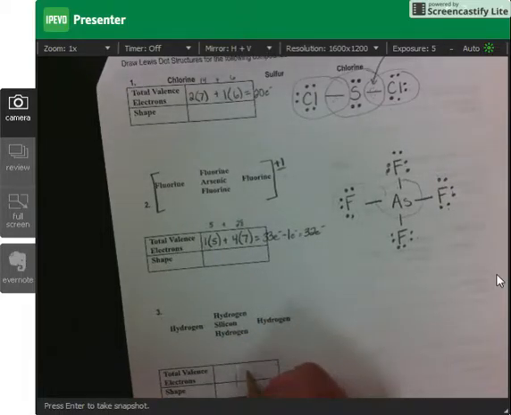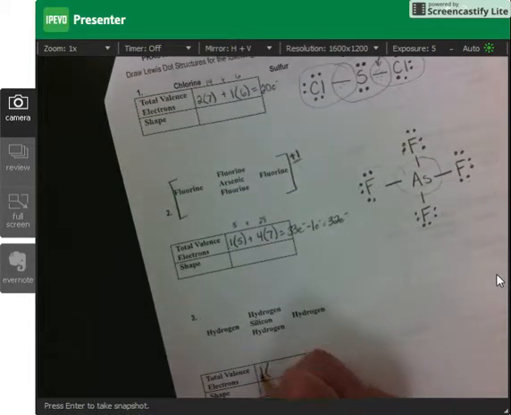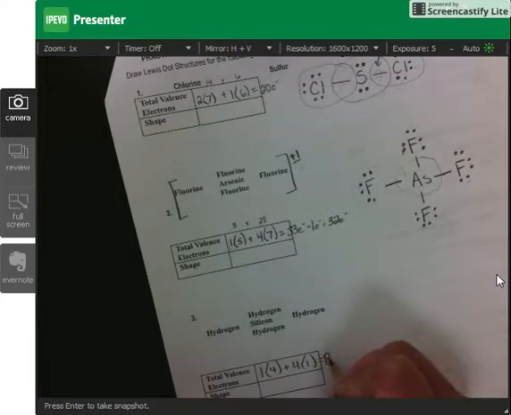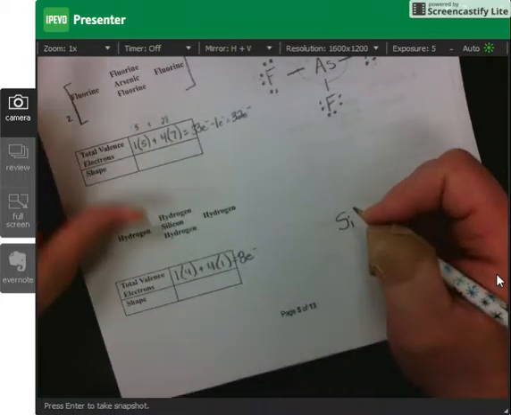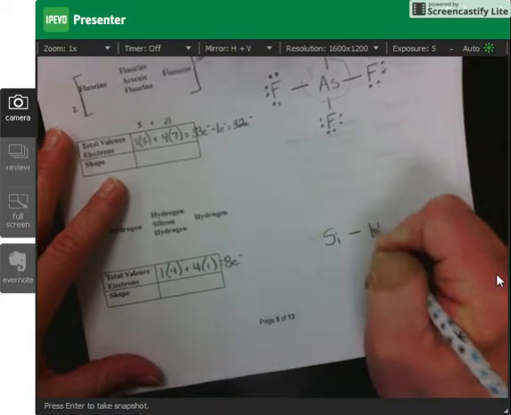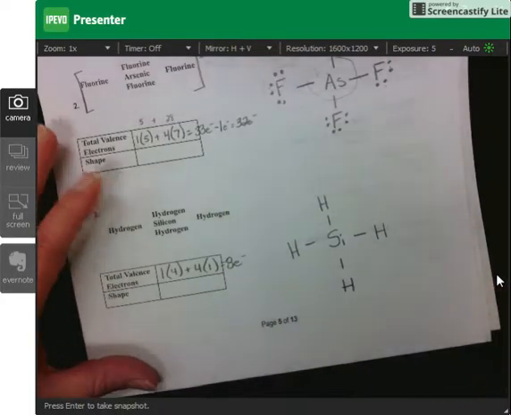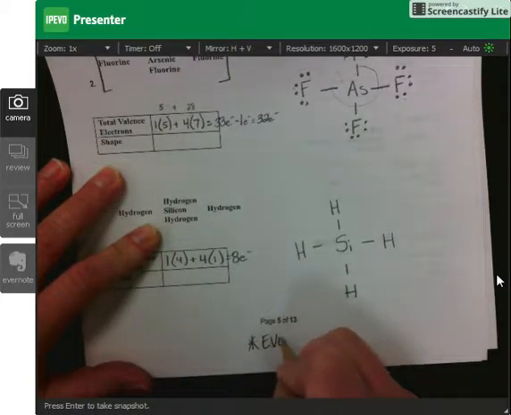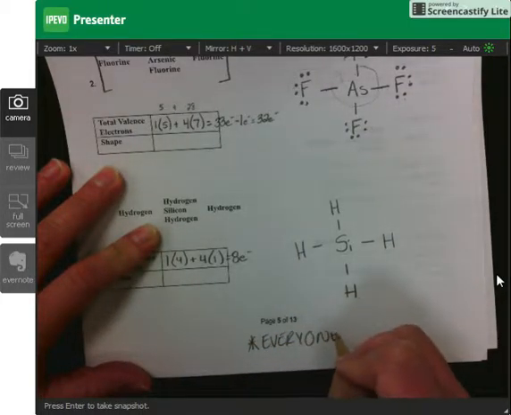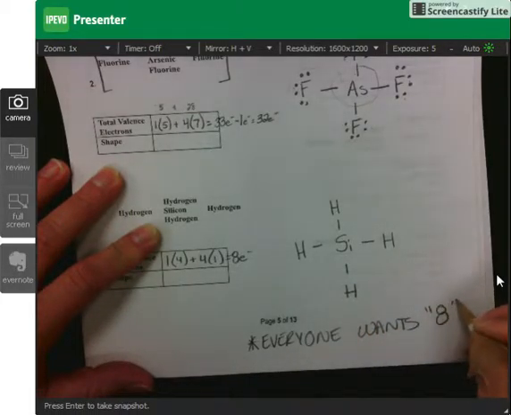I'm going to do one more with you. Silicon and 4 hydrogens. Okay, so I have 1 silicon. That silicon has 4 electrons. I have 4 hydrogens, each has 1. So I should have a total of 8 electrons. So I have Si, and then I have my 4 hydrogens all around it. So here's the one thing that you want to remember. Everyone wants to have 8 electrons around them. Again, the magic number is 8.